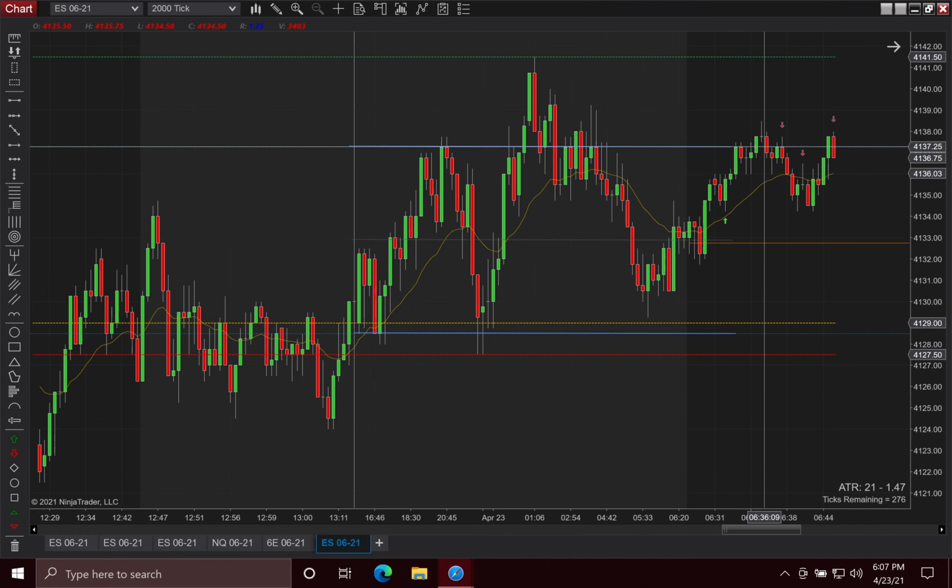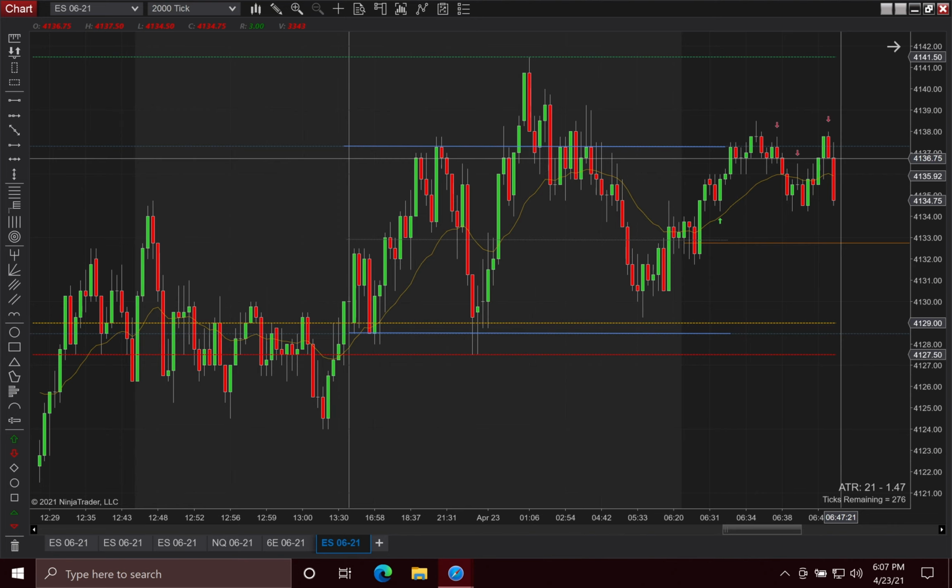But I like that we're at this resistance up here. I like the second entry short. I like the signal bar. I would just re-enter. Easy money.